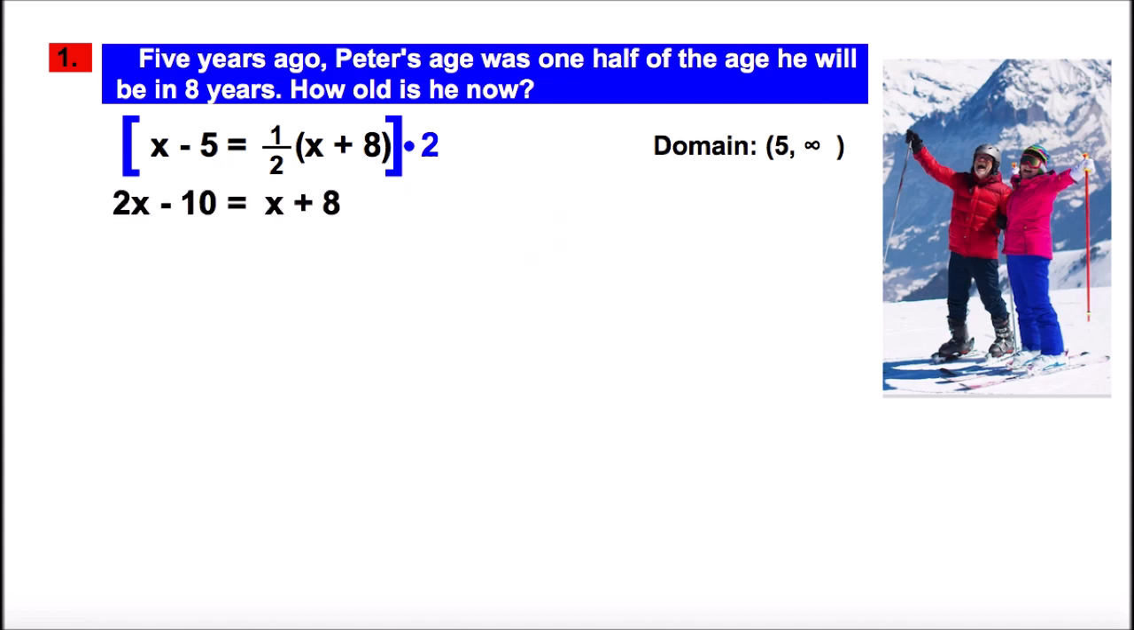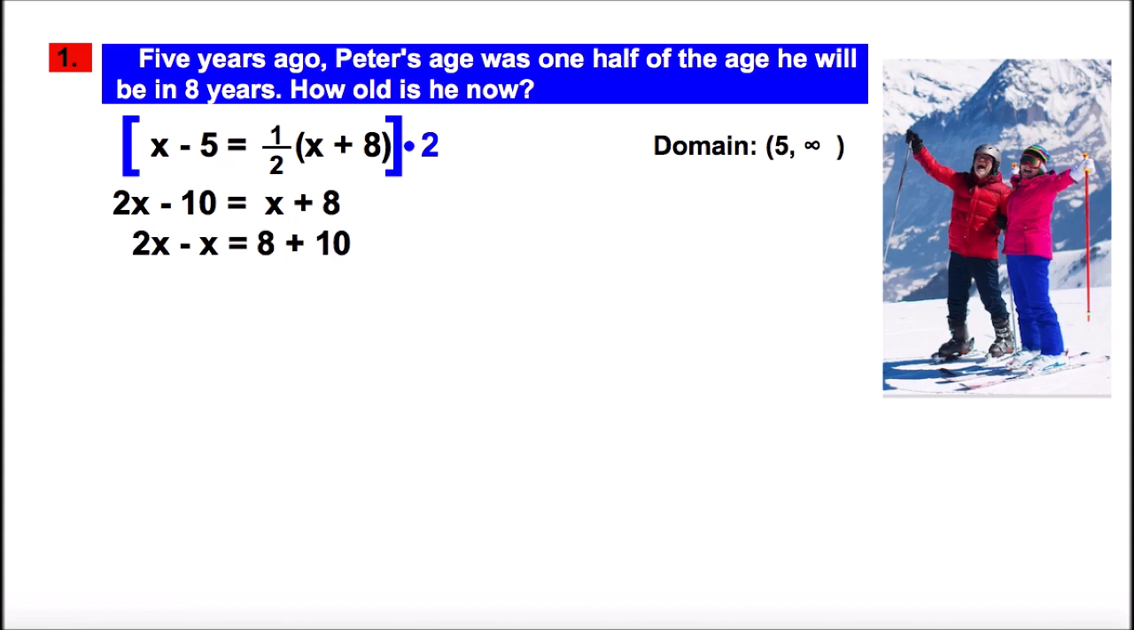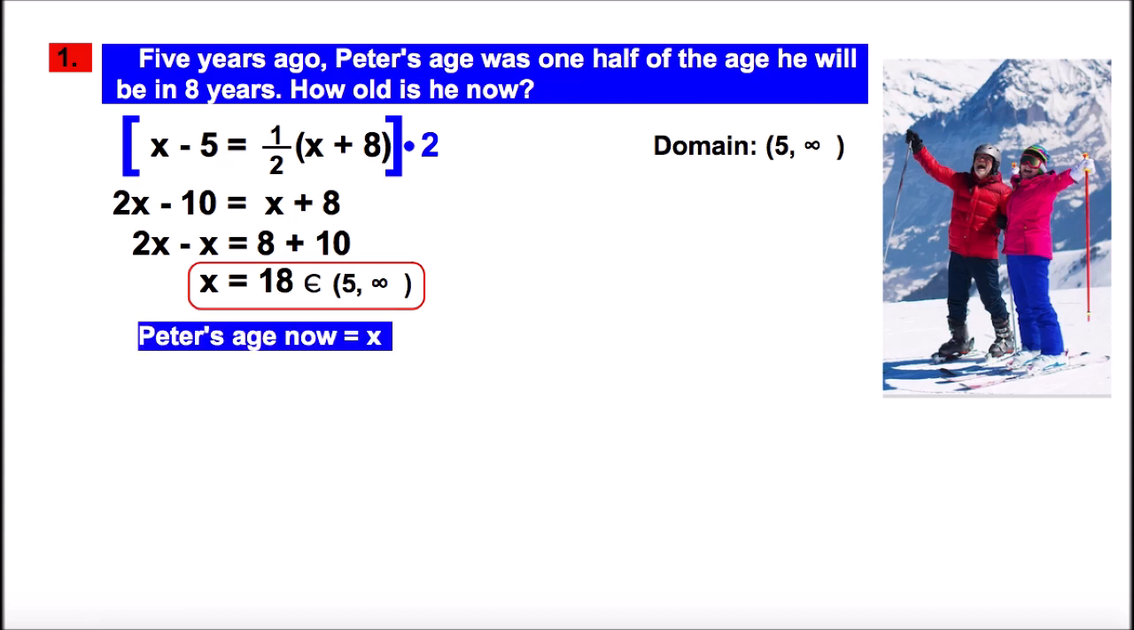2x minus 10 equals x plus 8. This is a linear equation with one variable. Separate the variable. Add positive 10 and negative x on both sides of the equation. 2x minus x equals 8 plus 10. x equals 18, which belongs to the domain open interval 5 infinity. Peter's age now equals x. Thus, the answer of the question is Peter is 18 years old now.